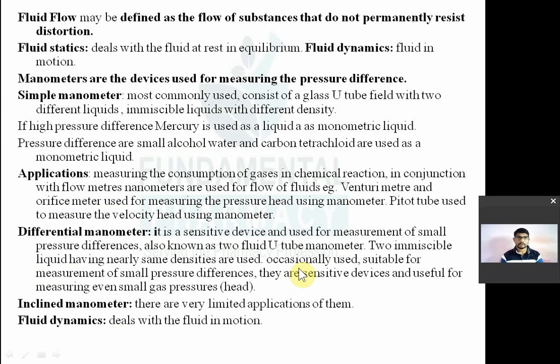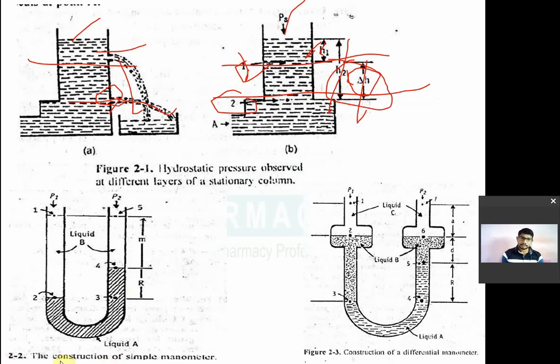क्वेश्चन आपको ऐसा आ सकता है, one of the following types of manometer is used to measure a small pressure differential. So differential manometer, not a simple manometer. तो आप ऑप्शन में देंगे आपको simple manometer, differential manometer and inclined. तो याद रखो. And most commonly used कौन सा होता है, simple manometer. Now you can see over here. So this one is known as a simple manometer. This one is known as a simple manometer. First one is a simple manometer.